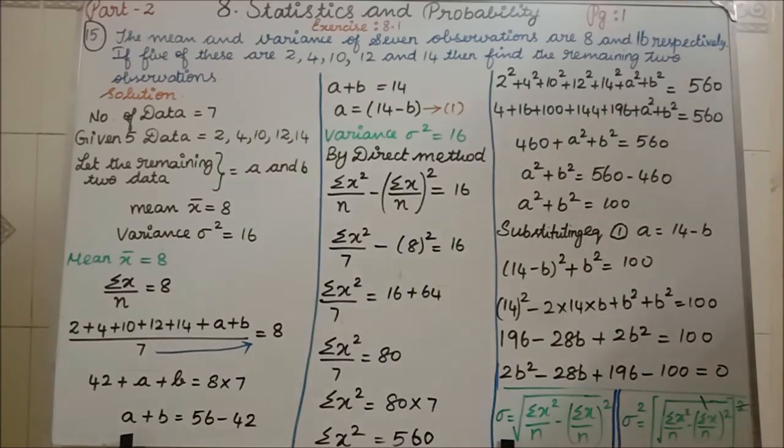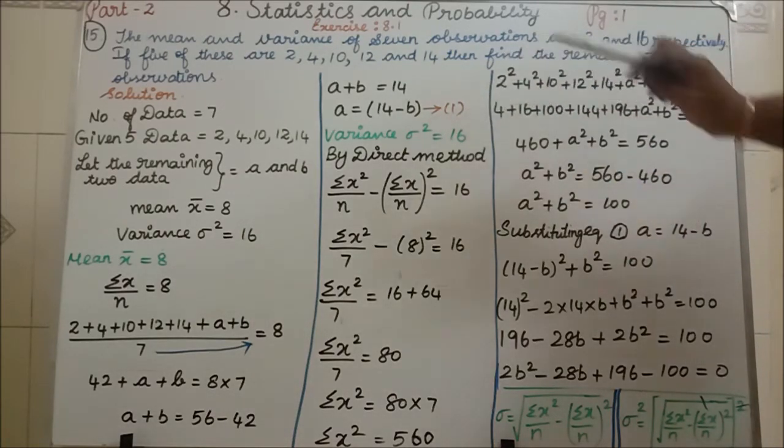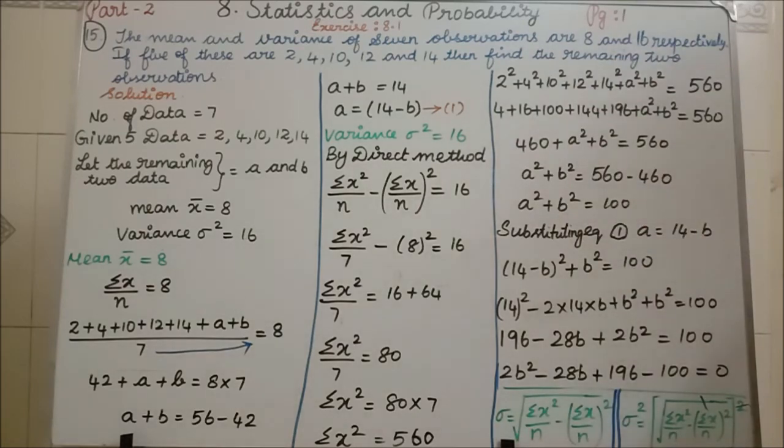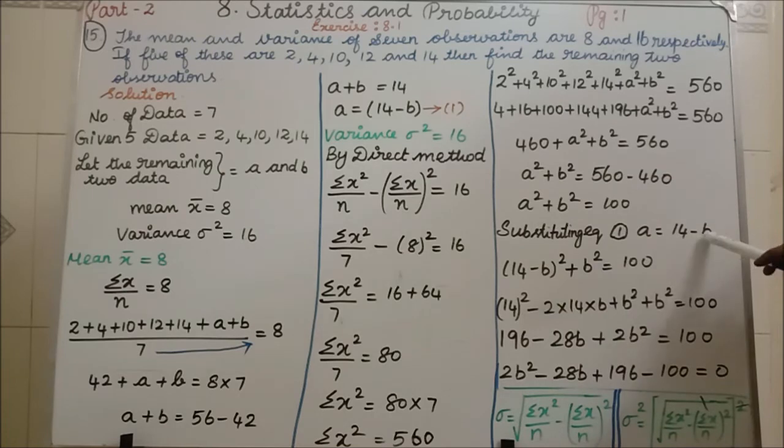Now what are we doing? We are substituting equation 1. This equation 1, a equal to 14 minus b, we are going to substitute in this equation. So in the place of a, we write 14 minus b the whole square, plus b square is equal to 100.